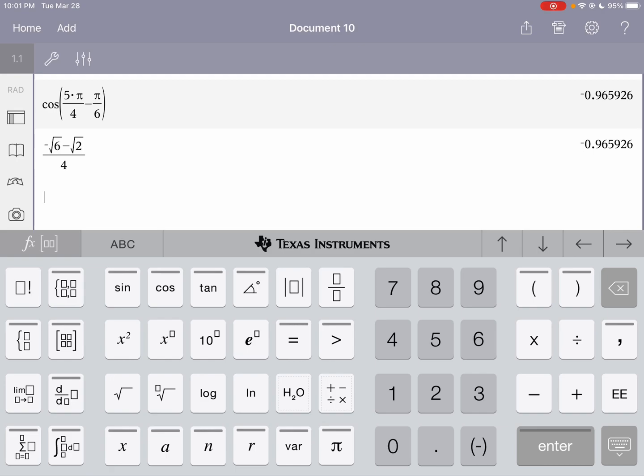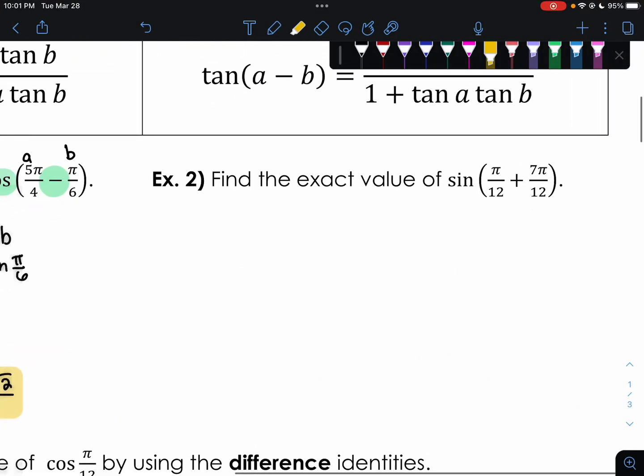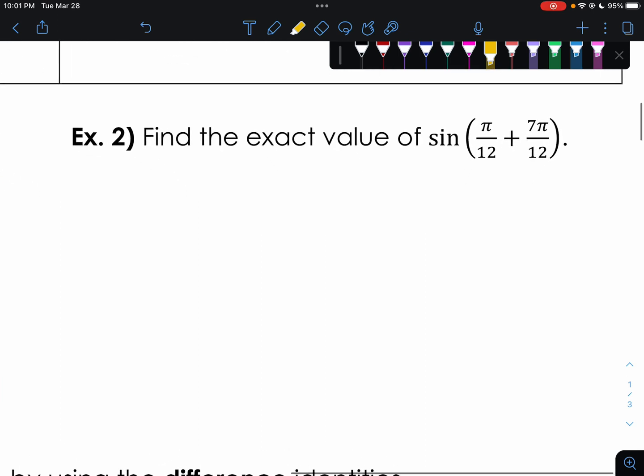Now, we're going to go back and go to the next one. So example number 2, it says find the exact value of sine of pi over 12 plus 7 pi over 12. Well, if we think about it, our hand trick only covers denominators that have 6, 4, 3, and 2, and 12 is not one of those. So we actually don't know this value.